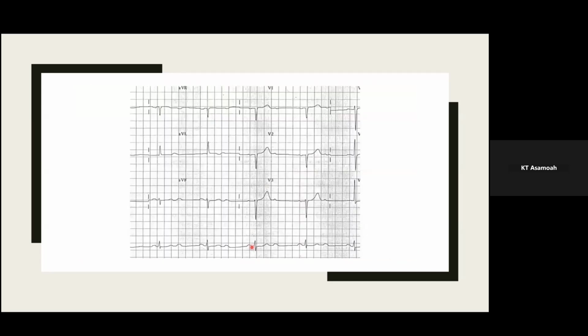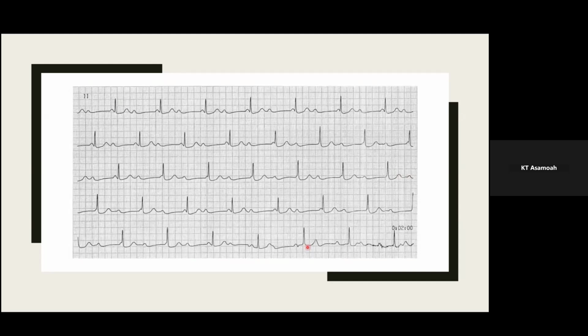And then here we have a fixed 2:1. So you see 2 P waves QRST, 2 P waves QRST, 2 P waves QRST. This is the classical 2:1 AV block.